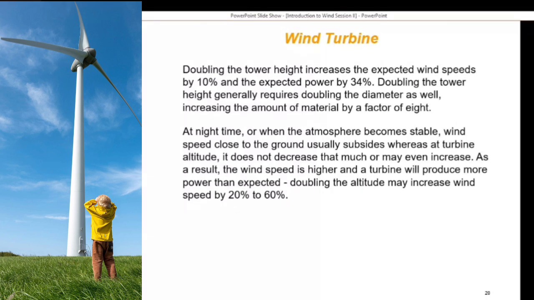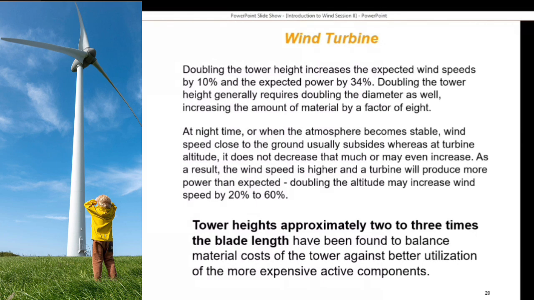So, the tower height of approximately 2 to 3 times the blade length has been found to balance the material cost of the tower against the better utilization of the more expensive active components. It means that the tower can be considered as 3 times. If I have a 2 meter blade length, it means that the tower is 6. So the tower height is approximately 2 to 3 times the blade length; the tower and the blade have a certain relation.